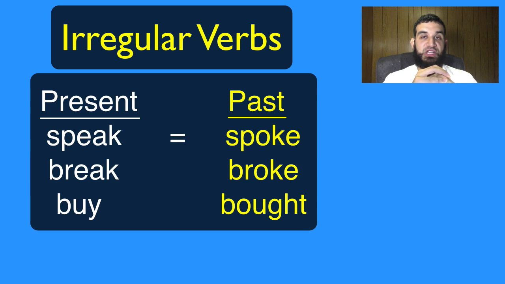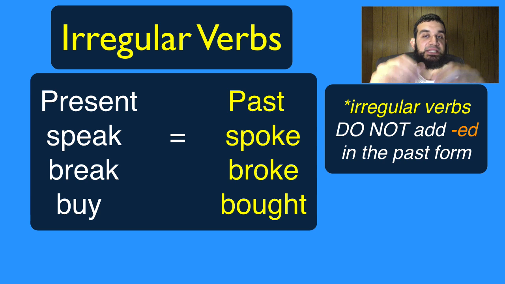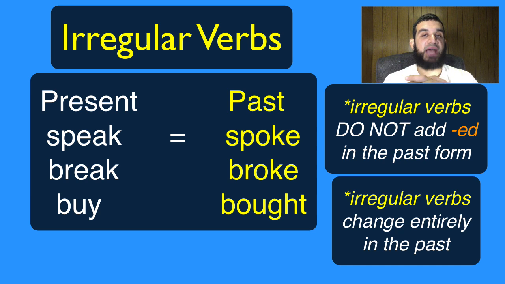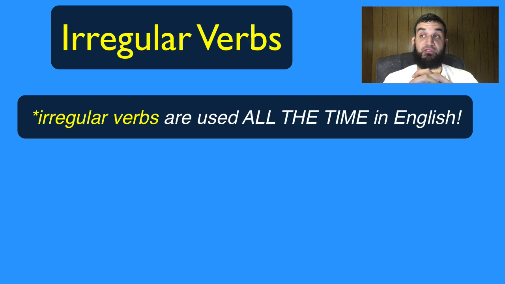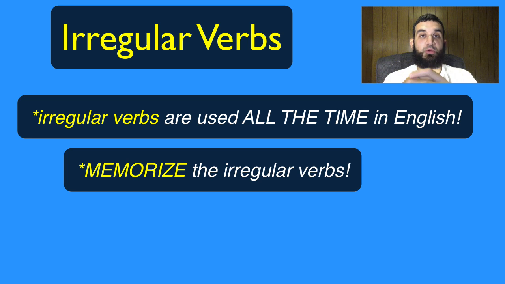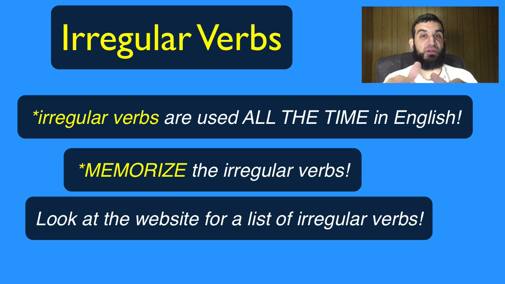All those verbs I just used are irregular verbs because when I use them in the past, I don't just add ed to the present form of the verb. I change the word entirely when using it in the past tense. That's what makes a verb an irregular verb. And the irregular verbs are verbs that you use all the time in English, and they're really important to memorize. Thankfully, on the website, I have a list of all the irregular verbs that you need to memorize.